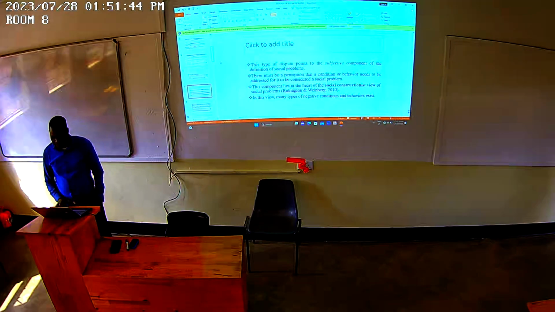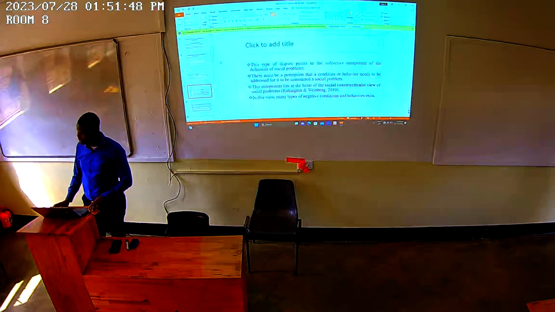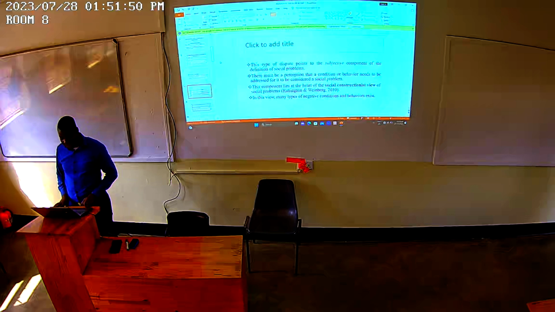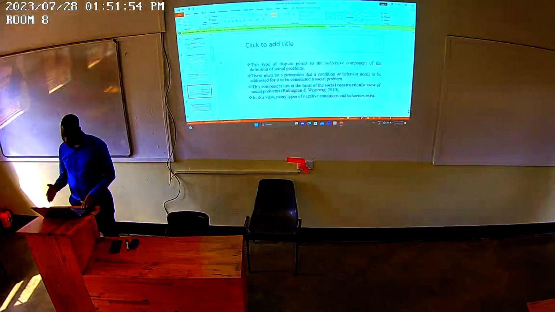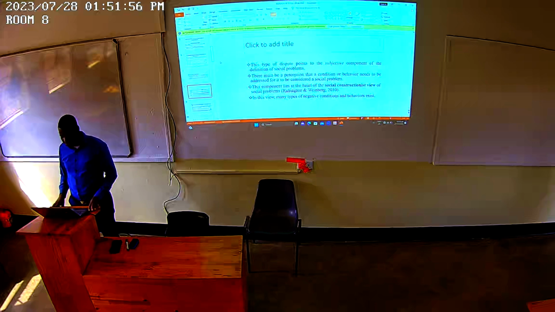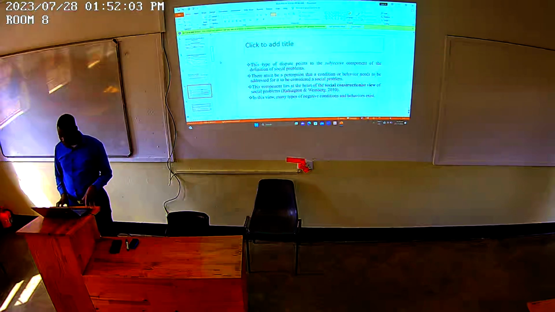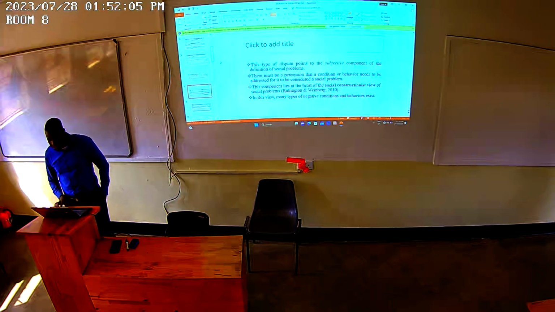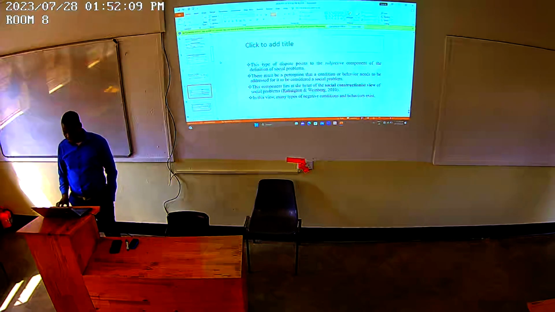So we have got a different type of discipline according to the subjective component of the definition of social problems. There must be a perception that the condition or behavior needs to be addressed for it to be considered a social problem. But this component lies at the heart of the social constructionist view of the social problem. Okay?